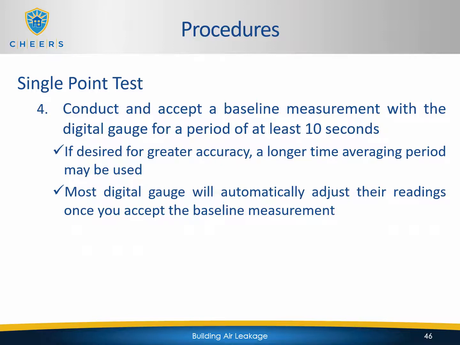Now, most digital gauges will automatically adjust the readings once you accept the baseline measurement. And when you get into starting to fill out your form, there's 2 options. There's a single point test with a manual meter, and there's a single point test with an automatic meter. Most of the meters that you're going to have nowadays are going to be automatic meters, and they're going to do just that. Once you take your readings, you're going to enter them into the gauge. Each of them has a little bit different way to set that, and it will then adjust your gauge based on this baseline reading.